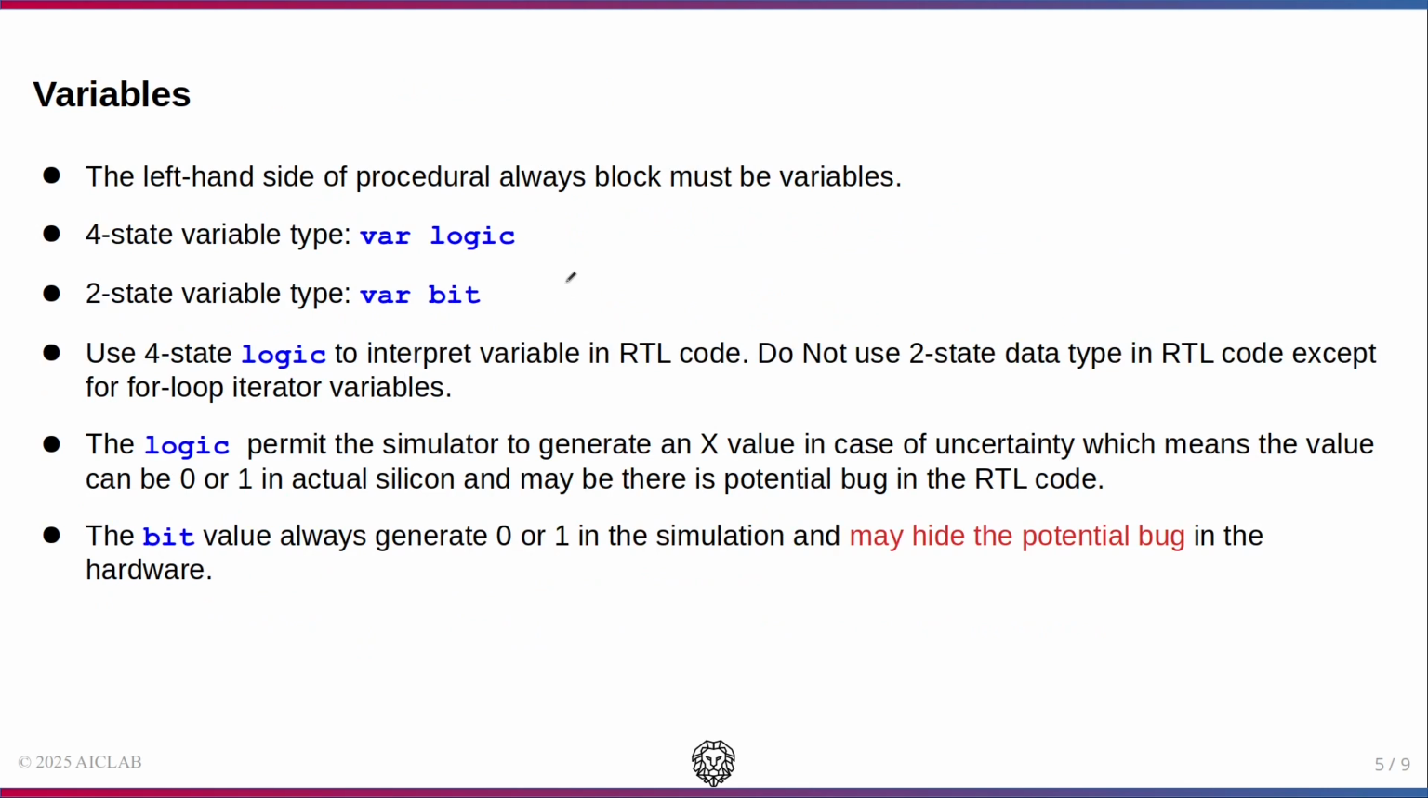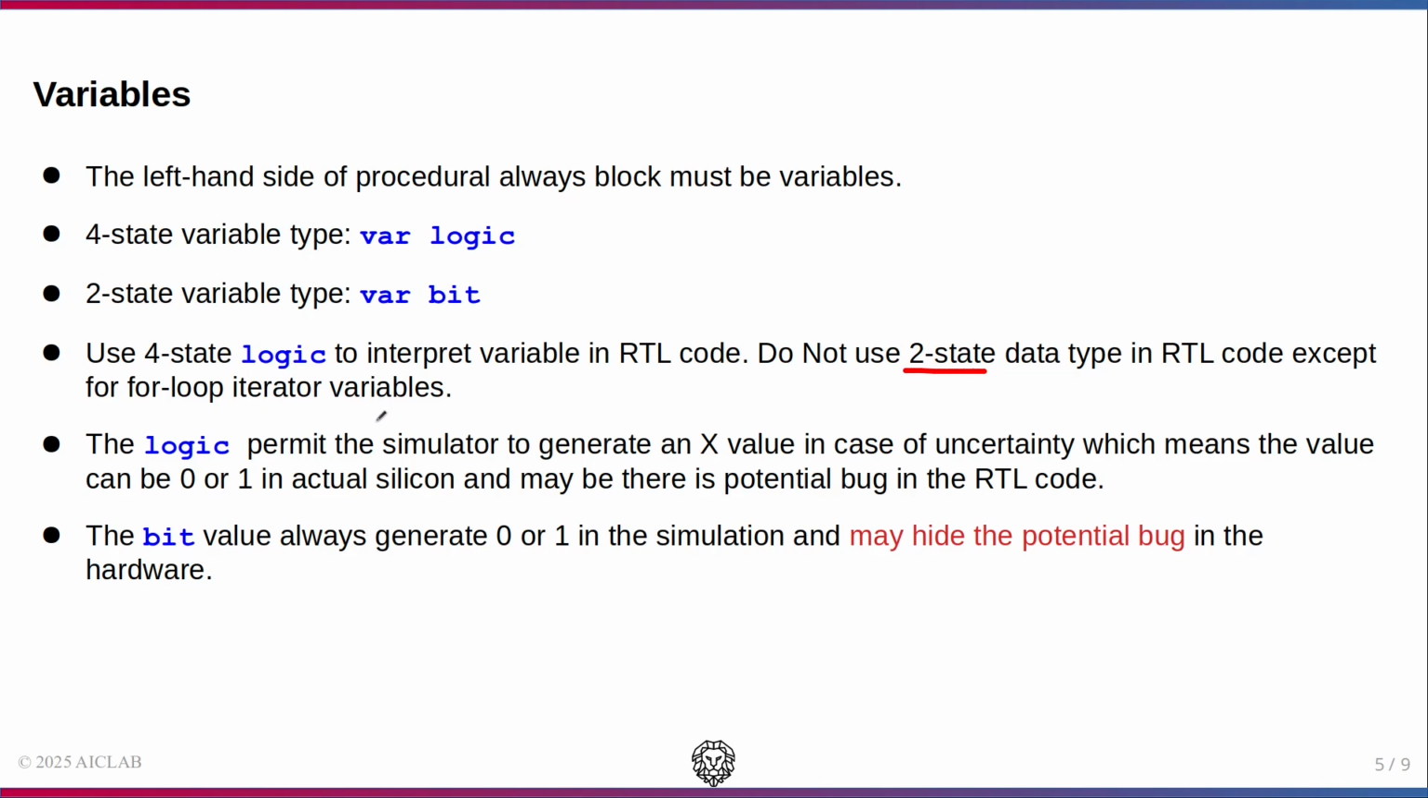Variables. The left-hand side of an always block must be variables. You can define a four-state variable by using the var logic keyword, and a two-state variable by using the var bit keyword. Always use four-state logic in your RTL code. Don't use two-state bit in the RTL design. There is one exception: for loop iterator variables.